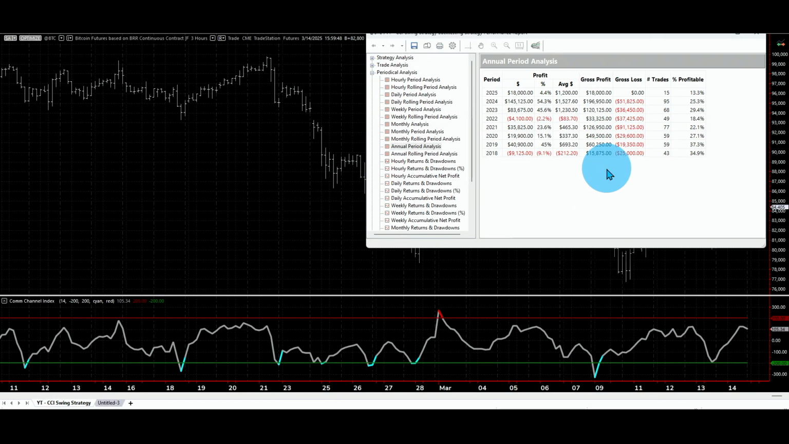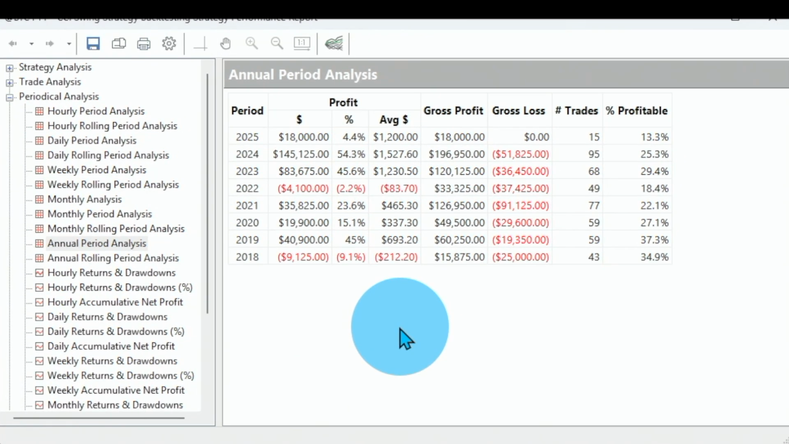Now, to trade the micro futures on Bitcoin, all these numbers will be divided by 10. So the $18,000 will become $1,800. The 145 will become $14,500. Of course, with the advantage that now you can use $2,200 to trade a single contract.